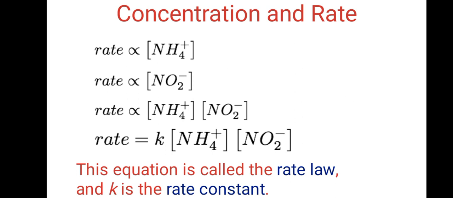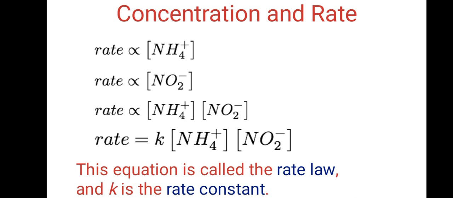Concentration and rate is what we're doing. So the rate is directly proportional to the concentration of ammonium ions. And at the same time, that same rate is directly proportional to the concentration of nitrogen dioxide. If both of them are directly proportional, then it simply means that the rate is going to be directly proportional to the product of both concentrations of these substances. And of course, in mathematics, whenever something is directly proportional to something, there happens to be a constant K somewhere.